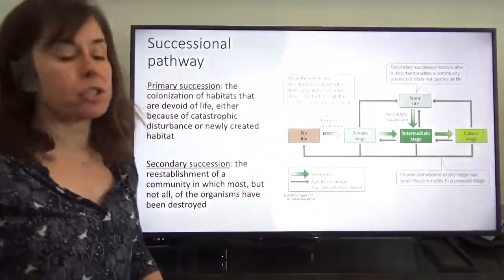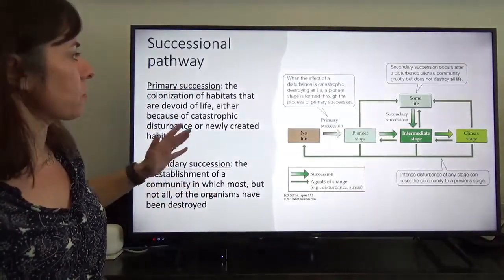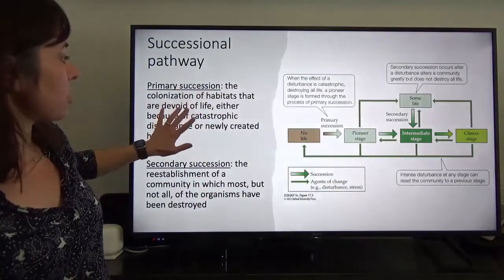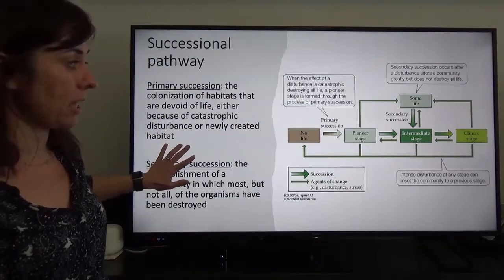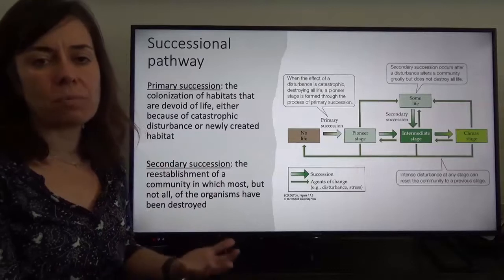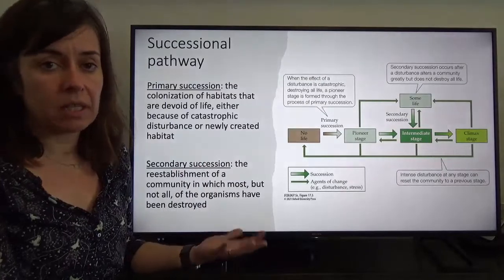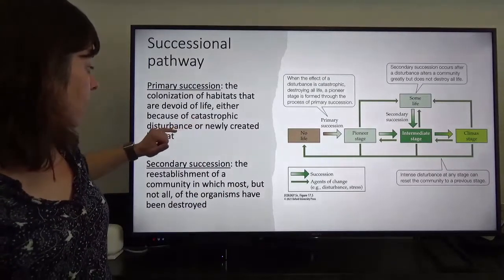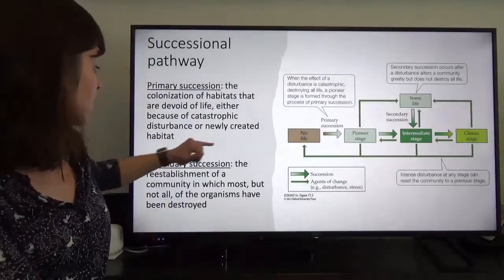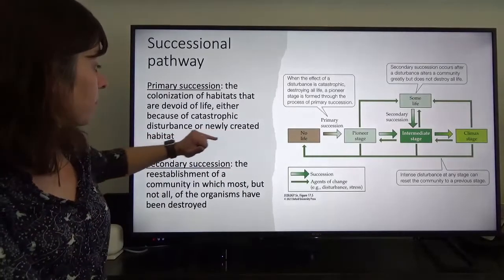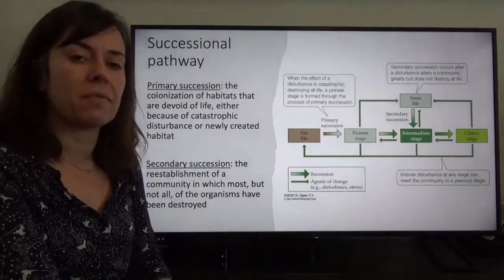Okay, so moving on to define these terms. We talked already a little bit about primary succession and secondary succession. Well, what are these? Primary succession is the colonization of habitats that are devoid of life, either because of catastrophic disturbance or newly created habitat. So again, if we go back to that example of volcanic activity, we have catastrophic disturbance both in the way of the debris flow and the lava flow itself.